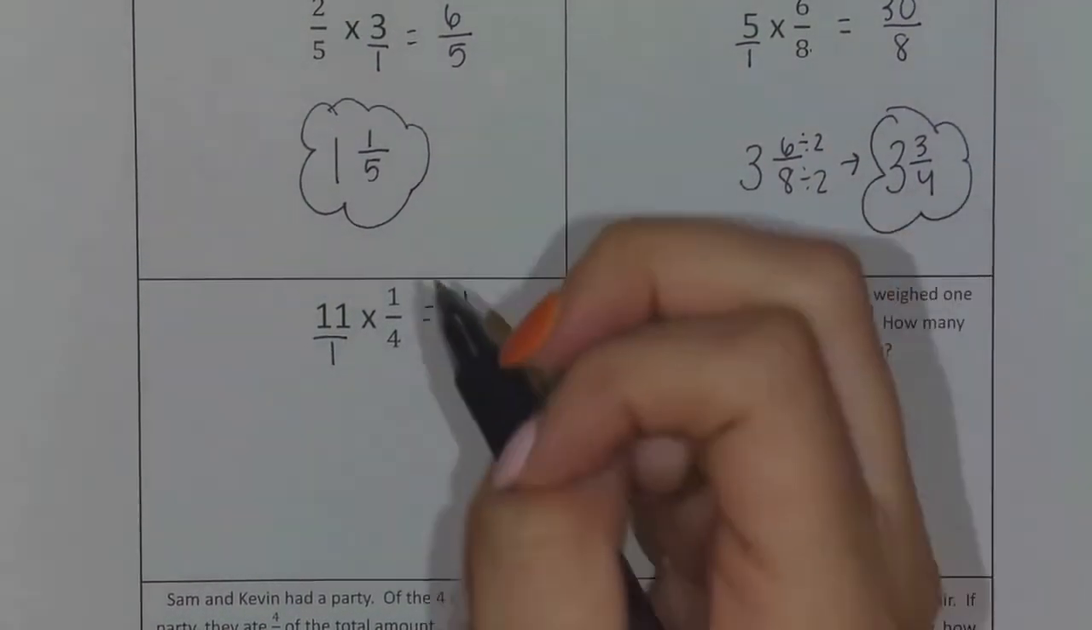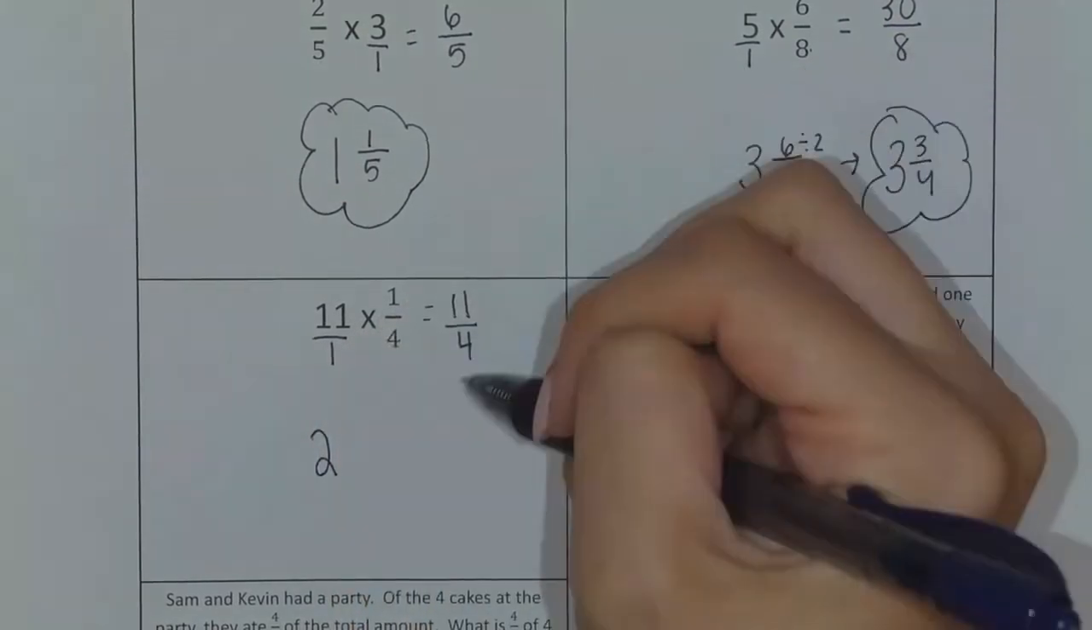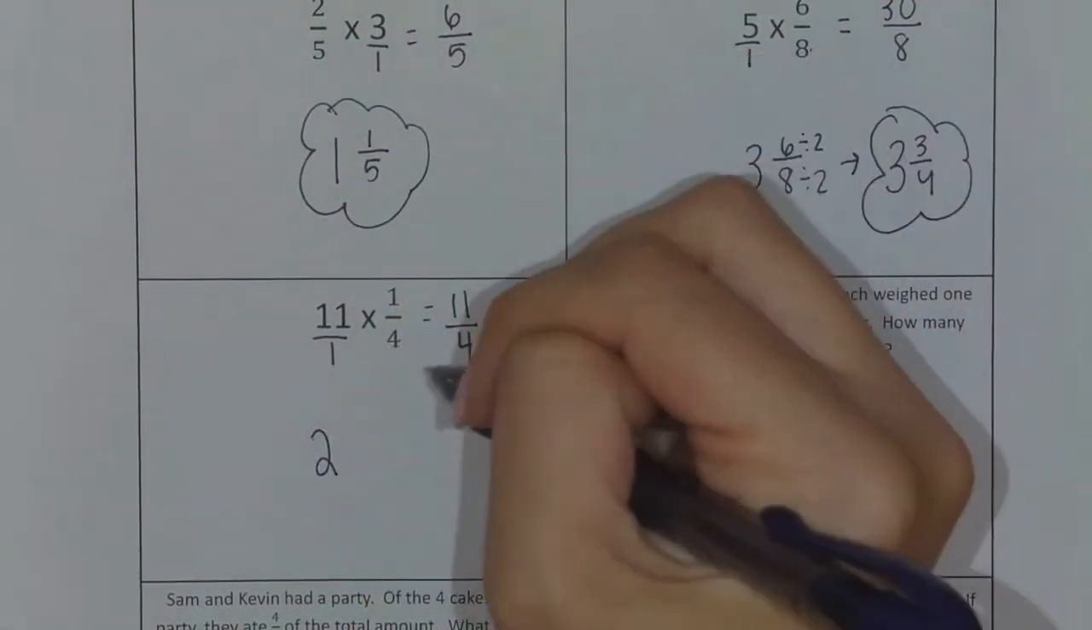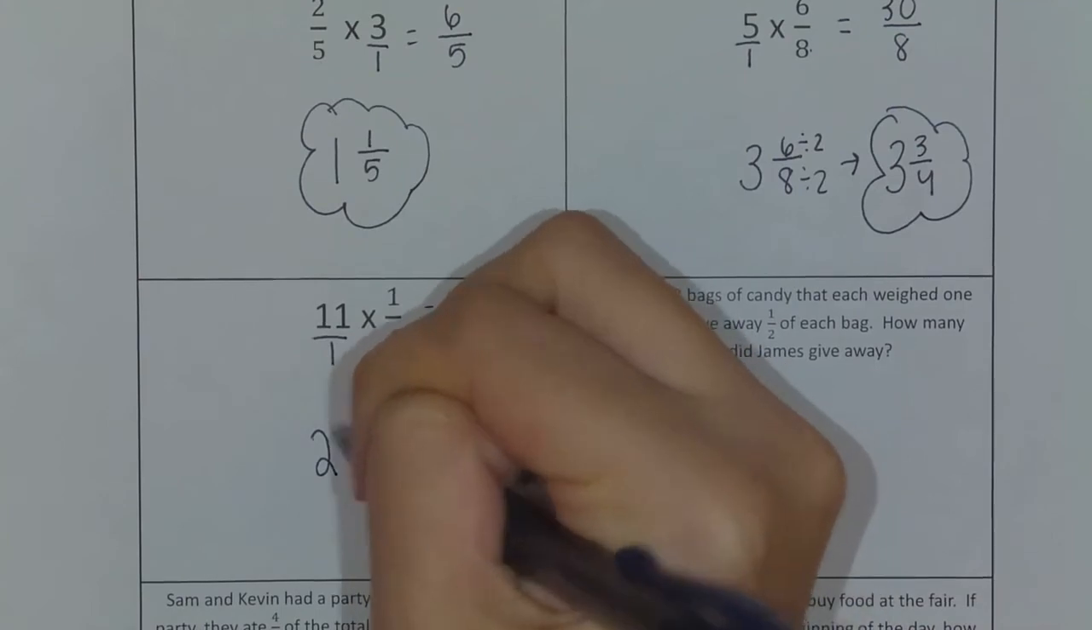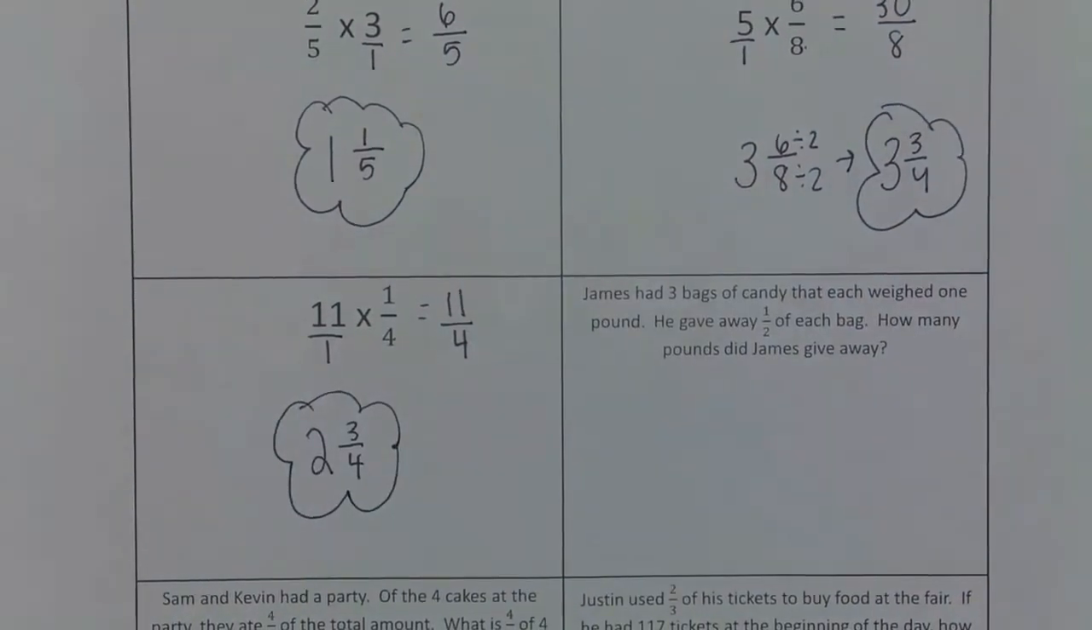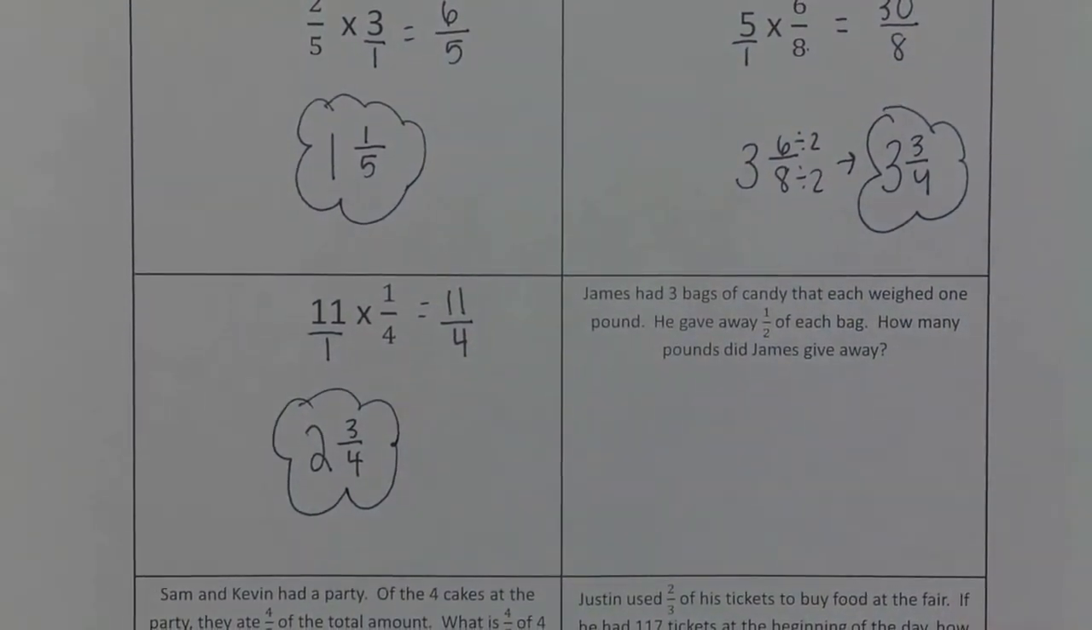So 4 goes into 11 a total of 2 times. 2 times 4 gives me 8. So I would have 3 out of 4 pieces left over. So 2 3/4. And then we're going to move on to some word problems.